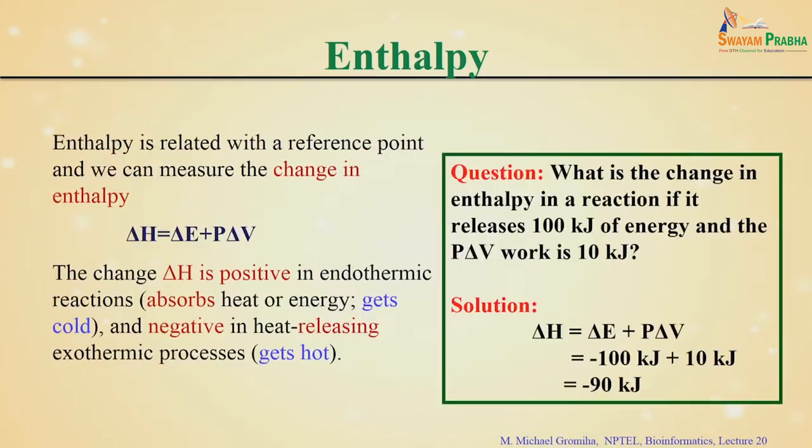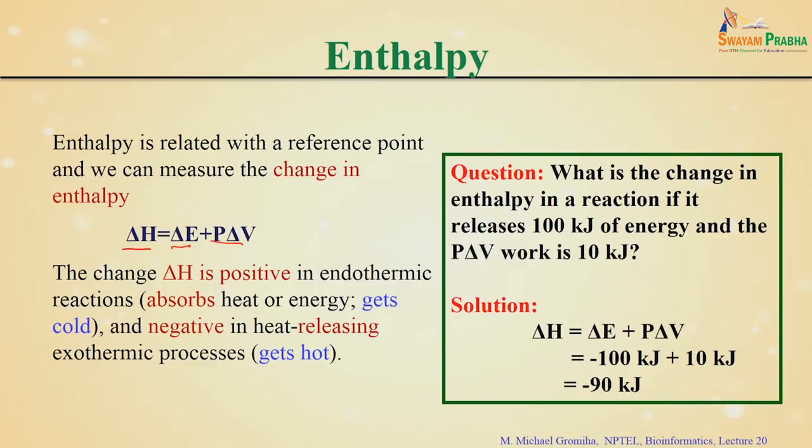Enthalpy can be obtained relative to a reference point, not for any specific point. So, in this case, we look at the change in enthalpy, not the absolute enthalpy, that is delta H. This can be seen with respect to any reference point. It can be related as delta E plus P into delta V, because of the change in volume and the change in internal energy of the system.